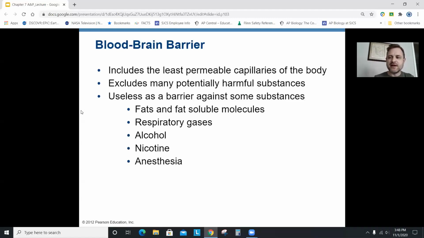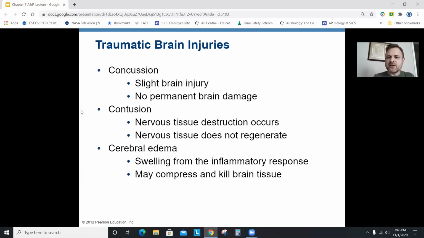So this is a defense system because it helps regulate what gets into your brain much more strictly than other capillaries in your body. So a quick note on traumatic brain injuries: concussion, contusion, and cerebral edema. This goes in order of less serious to most serious. A concussion, your generation is very familiar with concussions, is a slight brain injury.